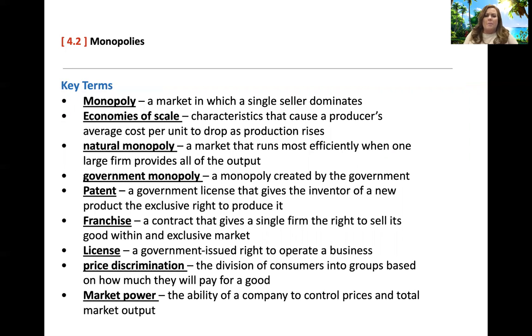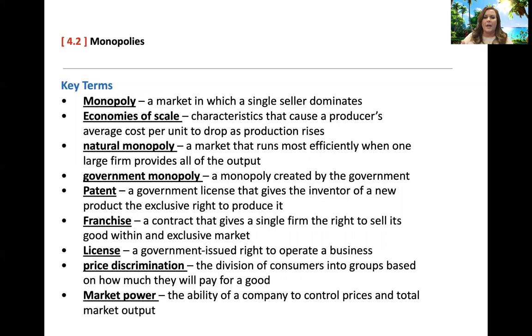So what is a monopoly? A monopoly is a market in which a single seller dominates. Single seller. And when I think of monopolies, because the government does regulate and break up monopolies, the best monopoly example would be prescription medication.